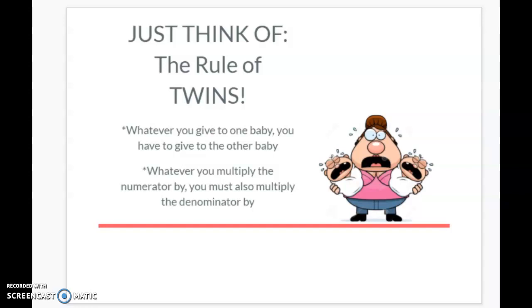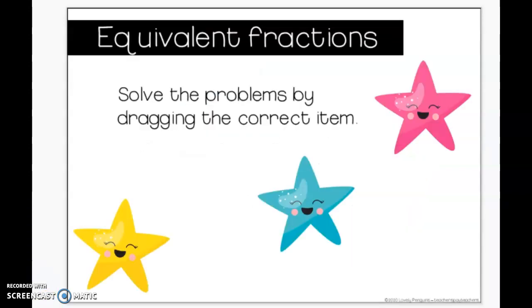Just as a refresher, think about the rule of twins. When you have twins, whatever you give to one baby, you have to give to the other baby. Just like whatever number you multiply the numerator by, you also have to multiply the denominator by. It always has to be the same number. Let's look at today's activity, and hopefully I can answer any questions you might be having.